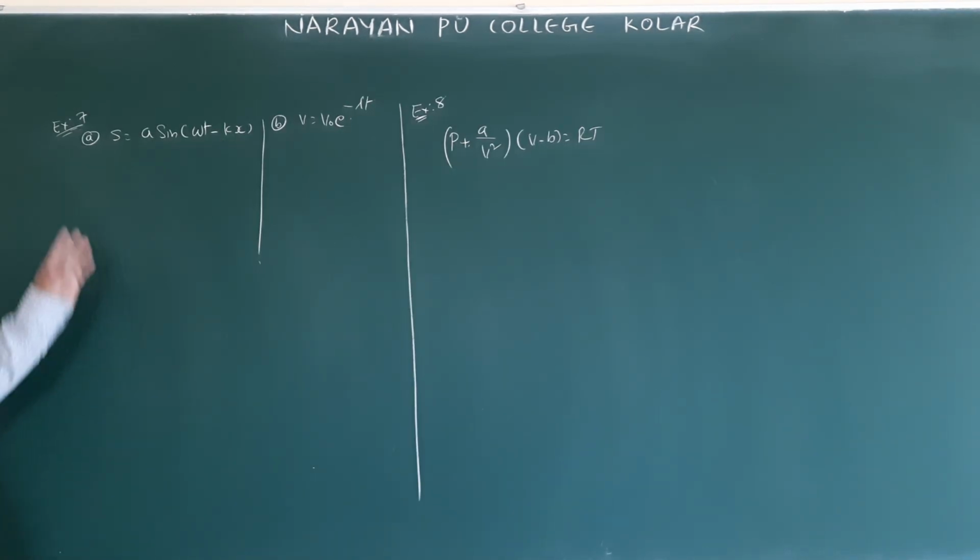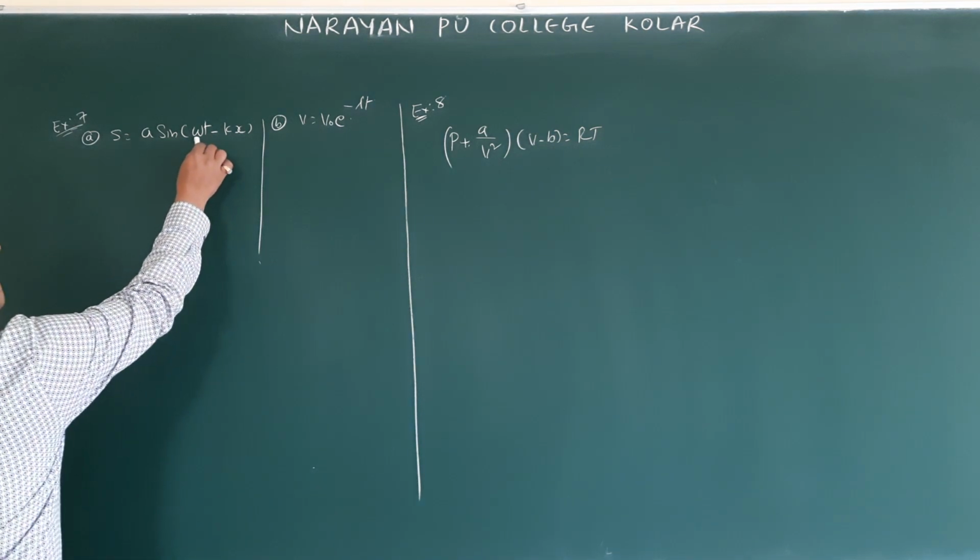So next is example 7 and 8. These examples 6, 7, 8 are very important models in terms of final competitive exams also. So they have given in example 7a, the displacement of a given particle is given by S is equal to A sin(omega t minus kx), where t is in seconds and x is in meter. Find the dimensions of omega and k.